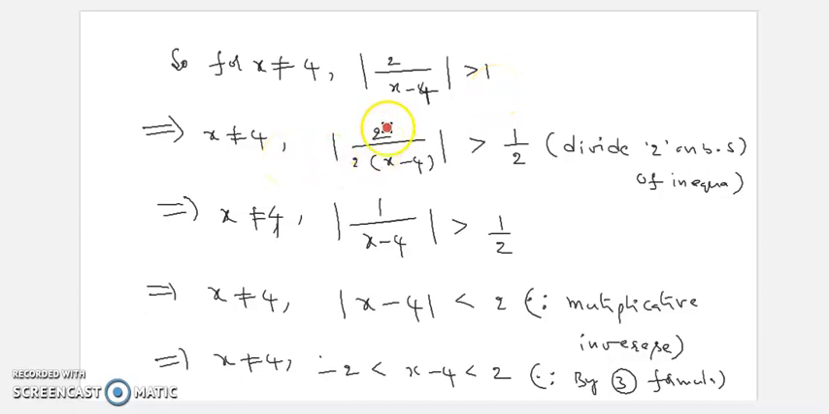Modulus of, here we eliminate 2 in the numerator. That's why we divide 2 on both sides. Modulus of 2 upon 2 into x minus 4 greater than 1 upon 2. This means divide 2 on both sides. That implies modulus of 1 by x minus 4 greater than 1 by 2.